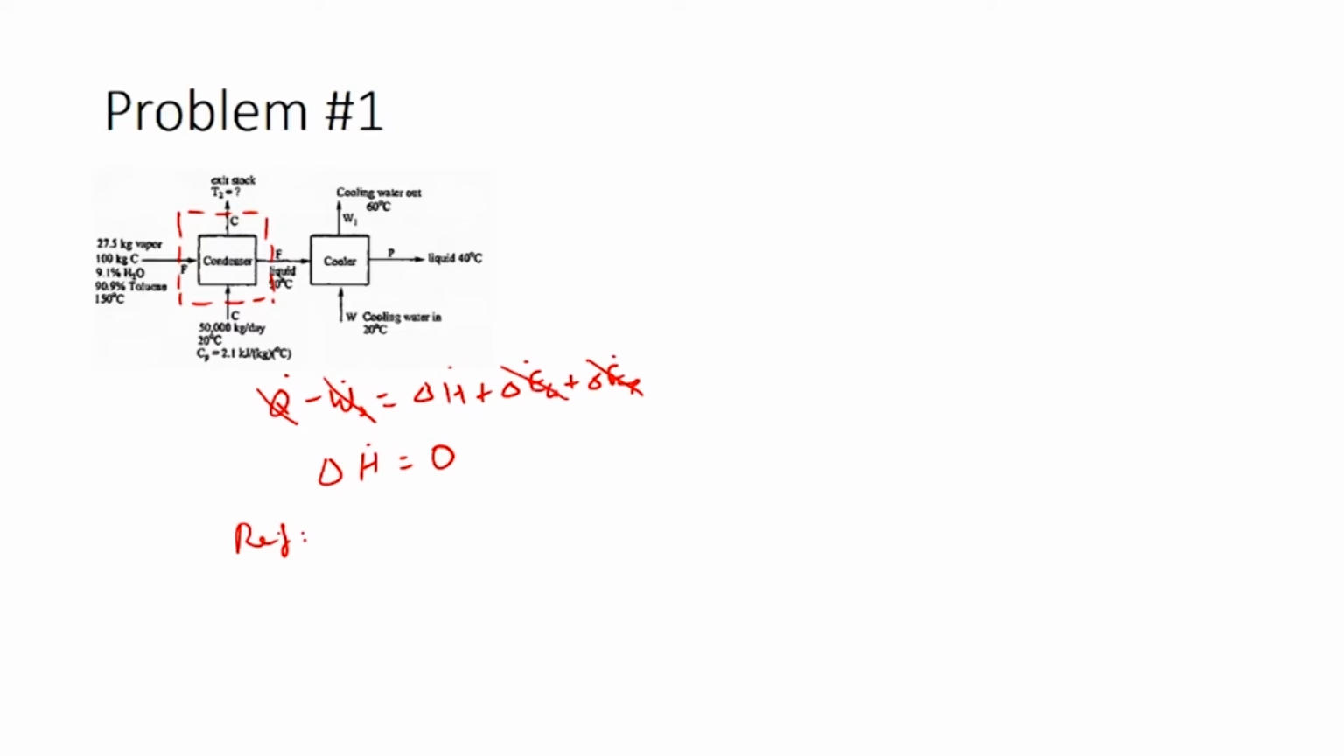So, here we are going to use the Cp values which have been given for calculating enthalpy, which means we can actually use either the inlet or outlet conditions. So, I have chosen to use the inlet conditions for the vapor and the coolant as the reference states. Which means the reference state for toluene would be vapor at 150 degrees Celsius, water would also be vapor at 150 degrees Celsius, and you have the coolant which is coming in at 20 degrees Celsius.